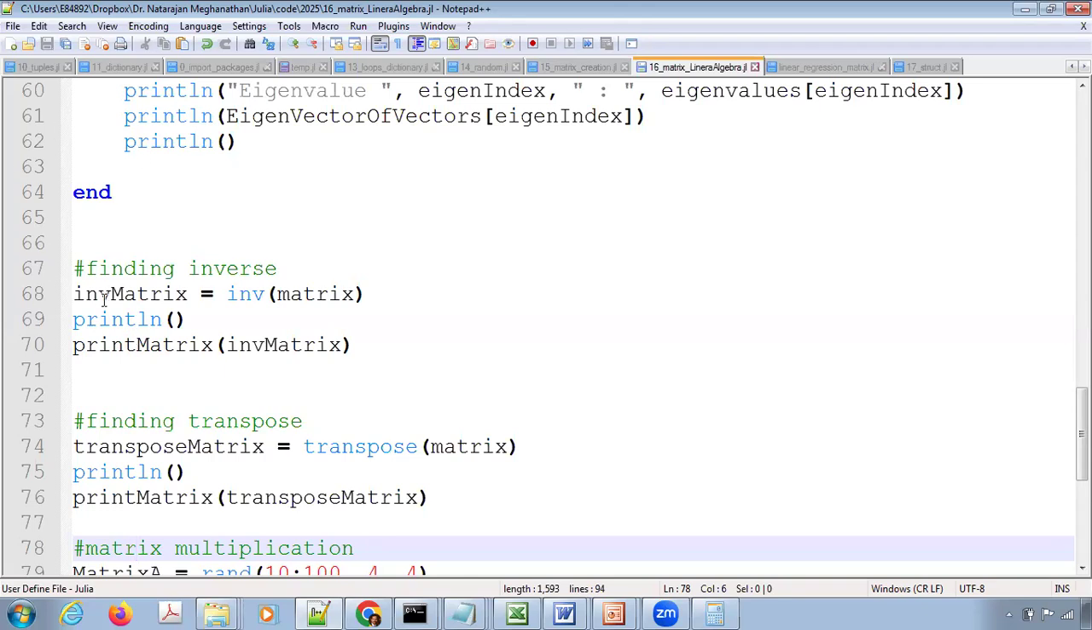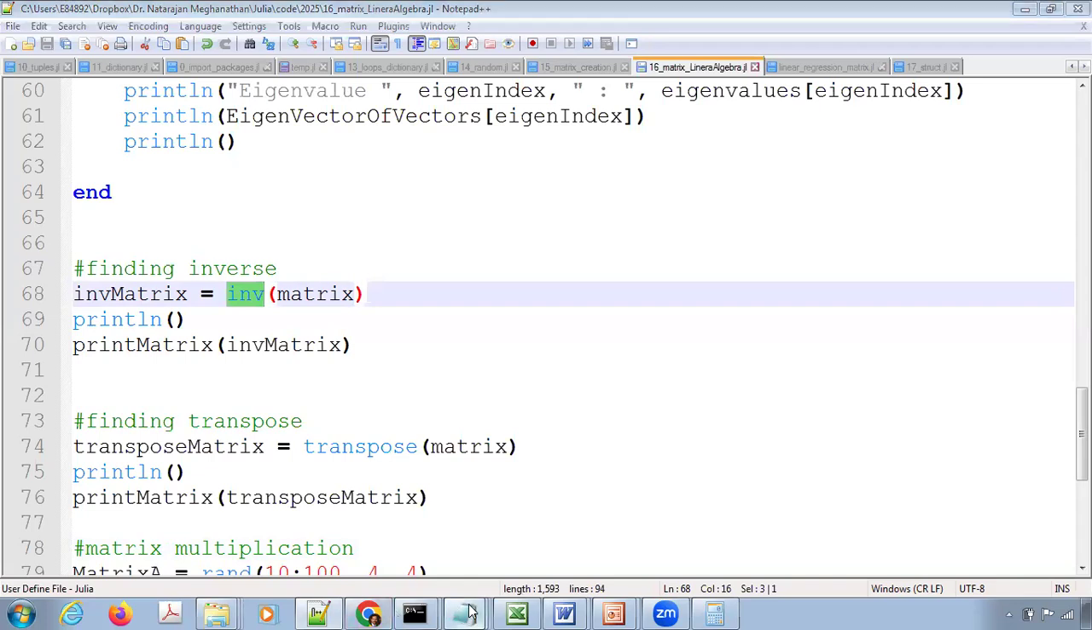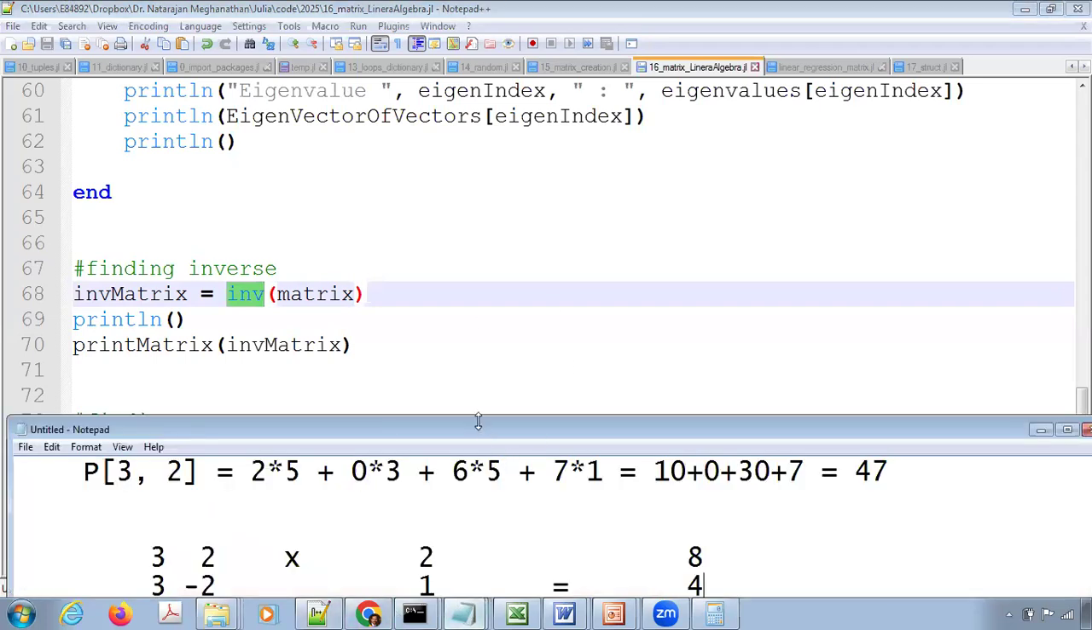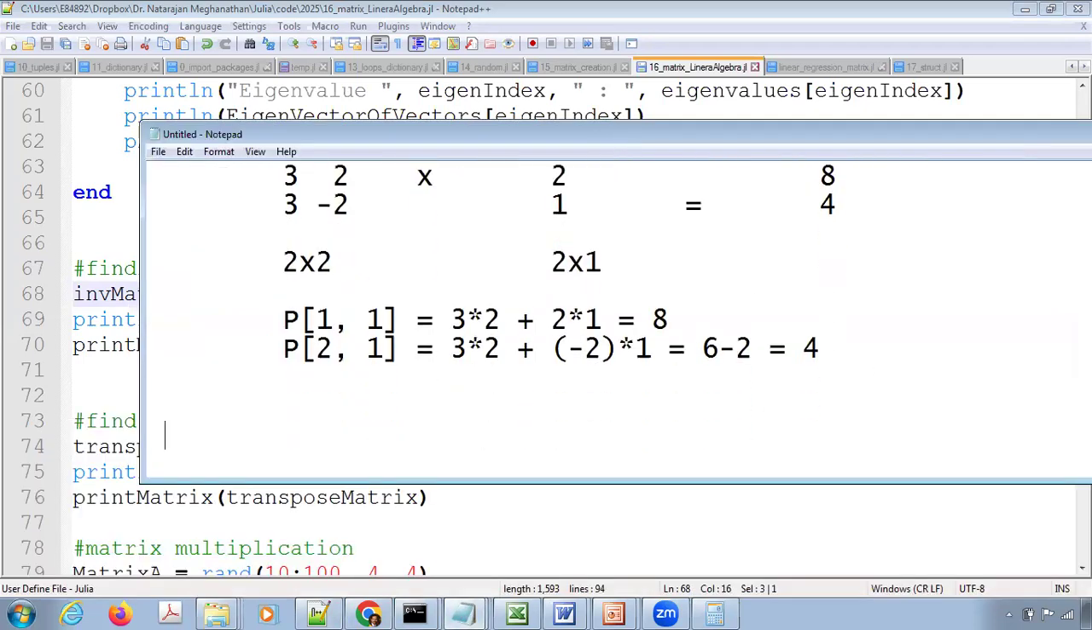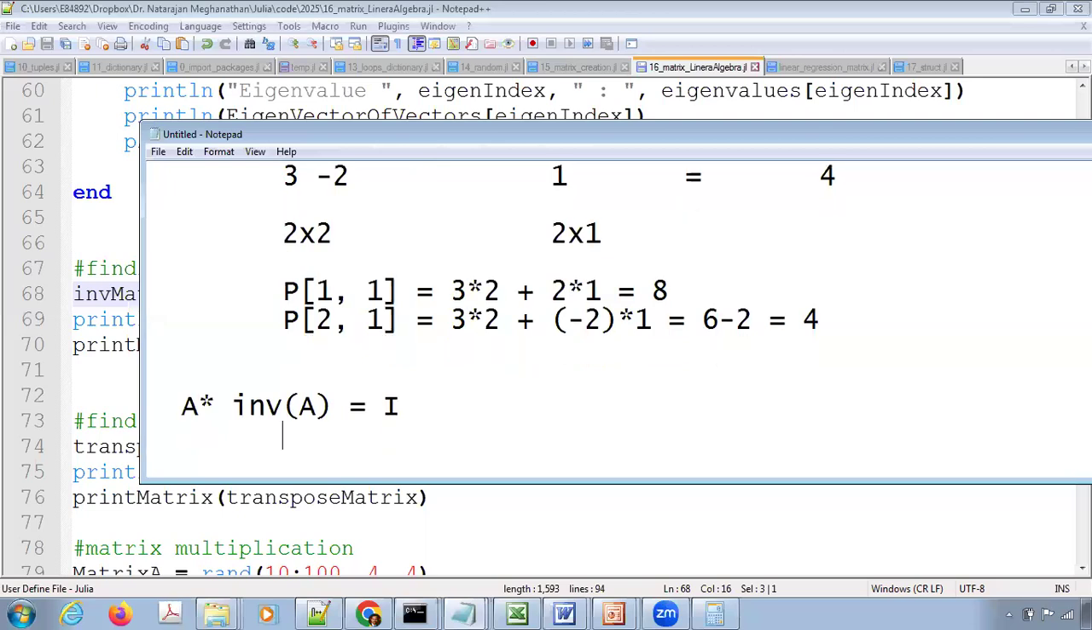Now, the next thing I want to show is the INV function, which finds the inverse of a matrix. So what does the inverse of a matrix mean? Again, the inverse exists only for square matrices. If you multiply a matrix by its inverse, we get what is called the identity matrix, I.